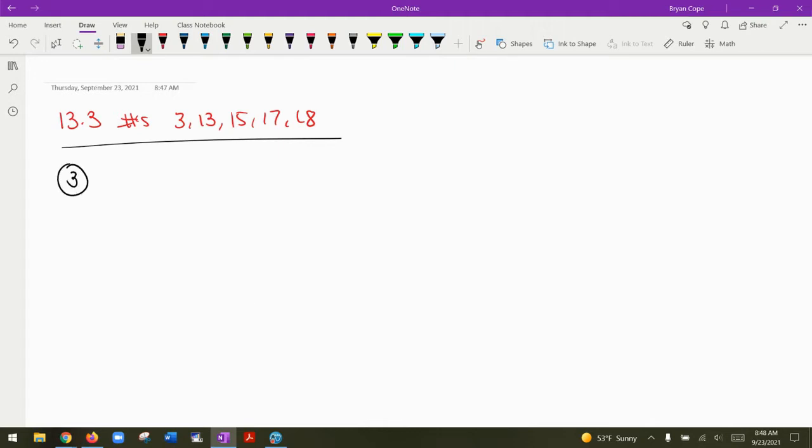Starting with number 3, the directions say find the length of the curve, and the curve is given as r of t equals root 2 t i plus e to the t j plus e to the negative t k, and we're told to find the length of the curve between 0 and 1.